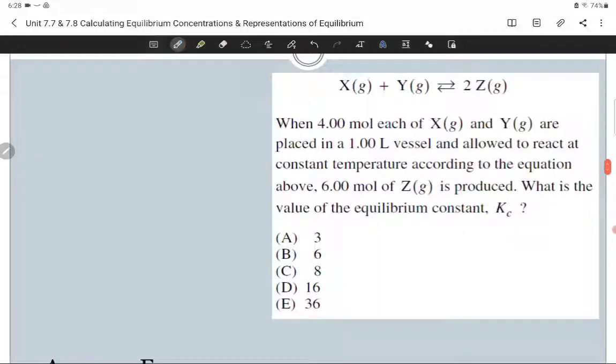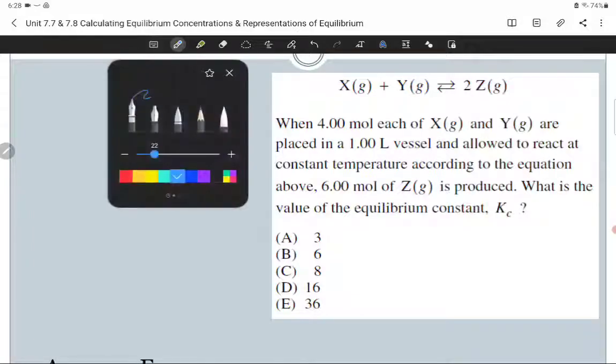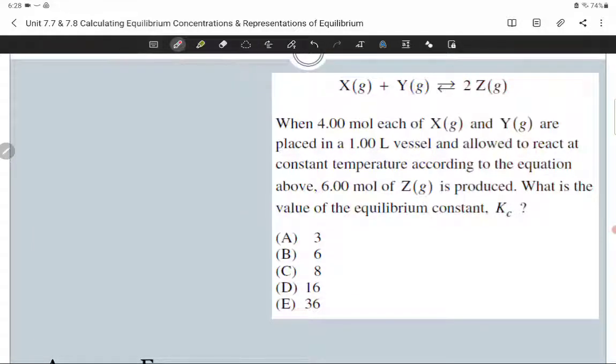Okay, so like all these other multiple choice ones, I've already given you the answer. So let's figure it out. So the answer is already 36. So we have an equilibrium equation, so that means we have an equilibrium expression we can think about. So that would be z to the power of 2, and I should use brackets. Okay, so there's our K expression.